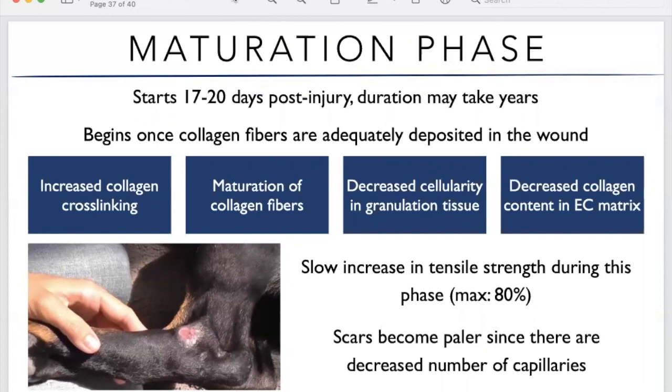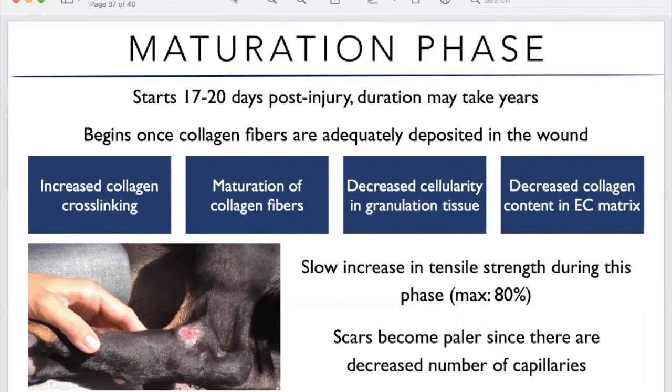Okay, and there's a lot of things happening here with the collagen. There's increased cross-linking of the collagen with each other. The collagen fibers mature, meaning they become tougher. Okay, there is decreased cellularity, nawawala na yung mga cells, maybe inflammatory or non-inflammatory in the granulation tissue, and there is decreased collagen content in the extracellular matrix. Okay? Dahil nag-move up na sila dun sa skin area.